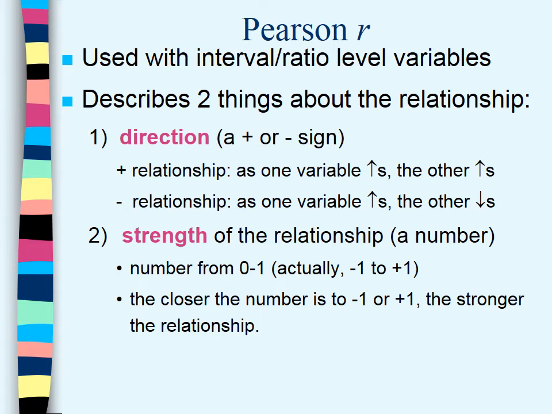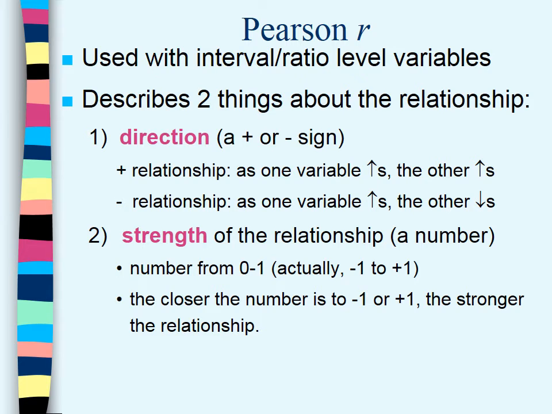Pearson's R uses interval and ratio level types of variables, and it describes two things about the relationship: the direction and the strength. If the relationship is positive, as one variable increases, the other increases. That's the same as we were talking about on the scatter plot. With a negative relationship, as one variable increases, the other decreases. The strength of the relationship is the number that I've already discussed with you.